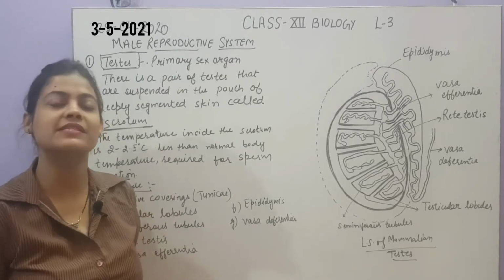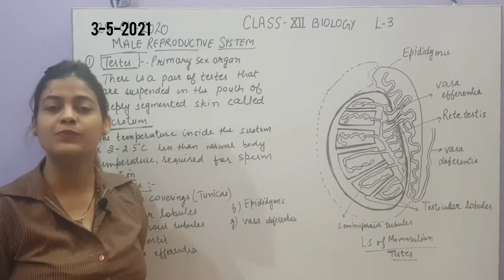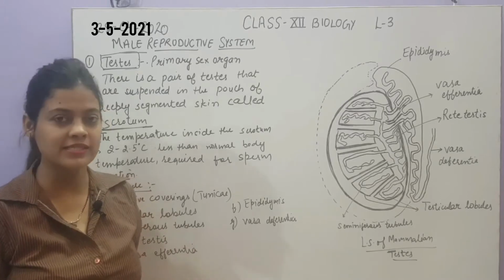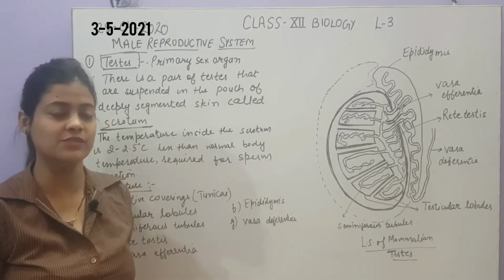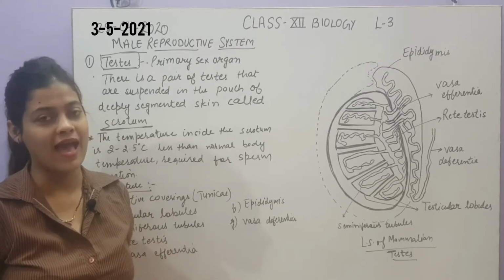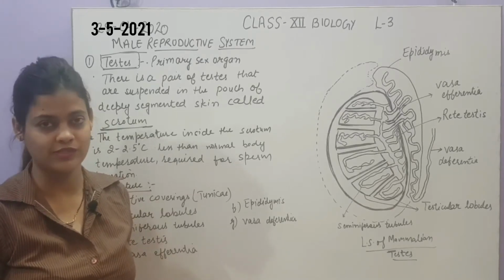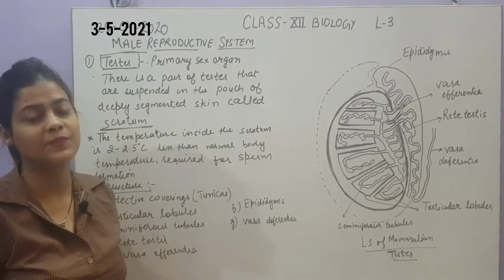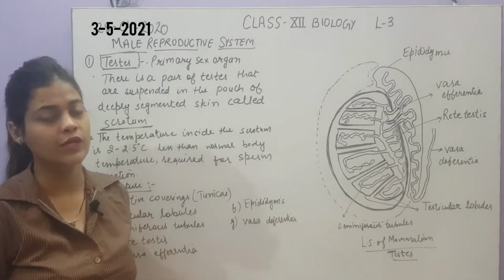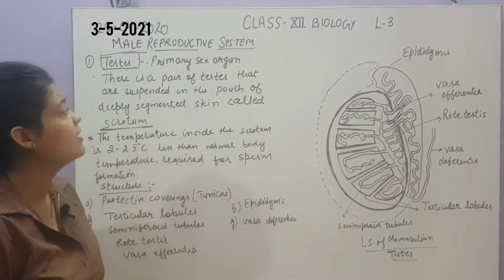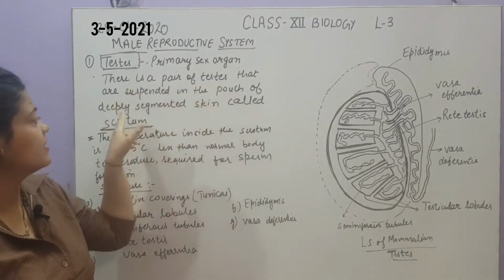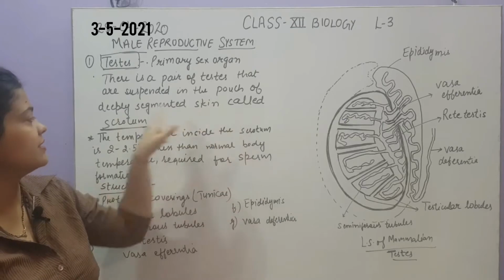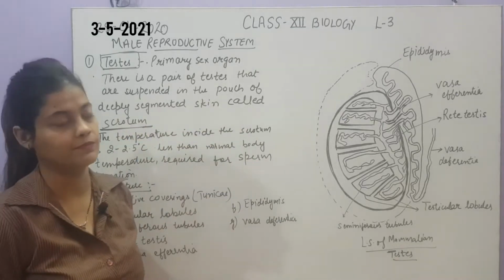Why is it called a primary sex organ? Because it produces male gametes, that is sperms. As I already told you, testes produce male gametes and male sex hormones. That is why it is called the primary sex organ of the human male. There is a pair of testes that are suspended in a pouch of deeply segmented skin called the scrotum.